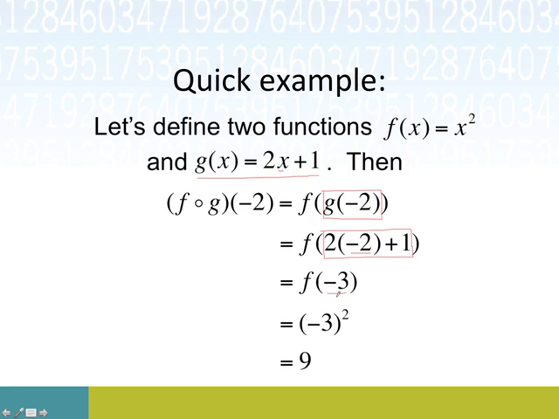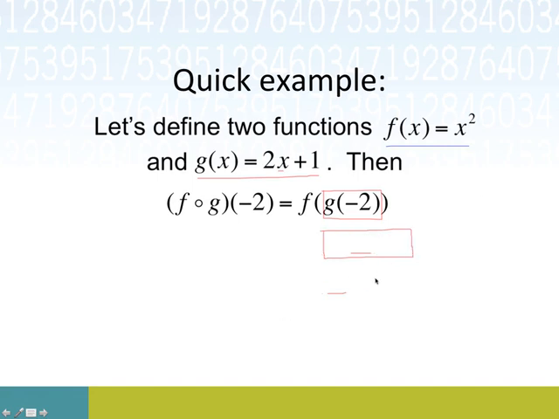We still have that second machine to go through. So our revised input, our yogurt cup, which is filled with yogurt but does not yet have a cap on it, is -3. So now we're going to take that and put it into our final function. So f of something looks like that thing squared. So in this case, we've got f of -3.